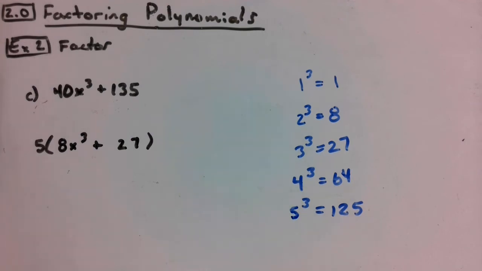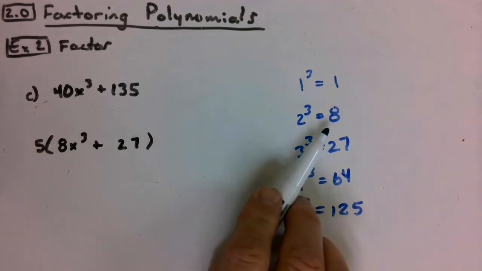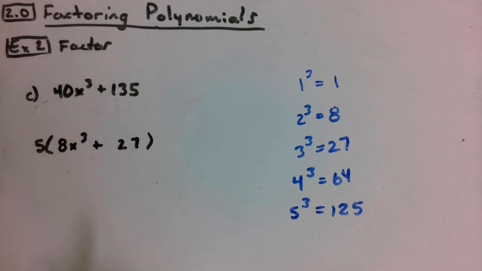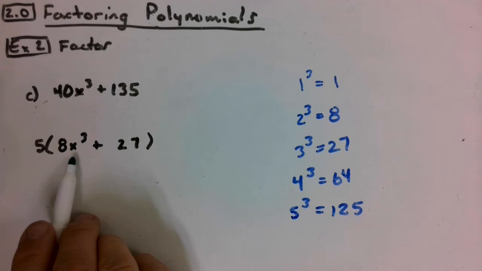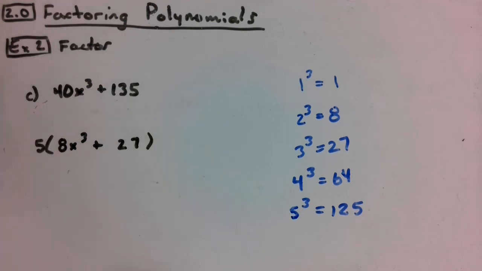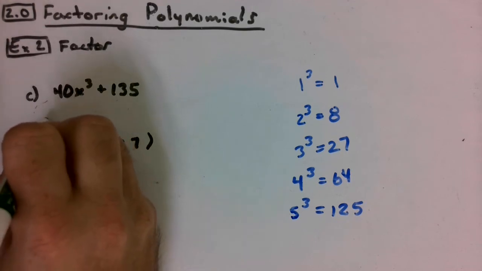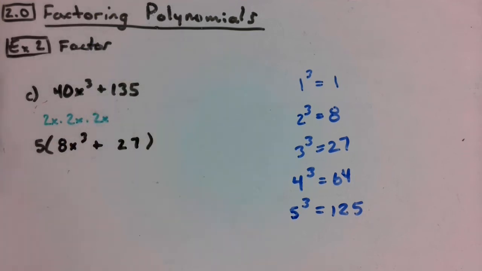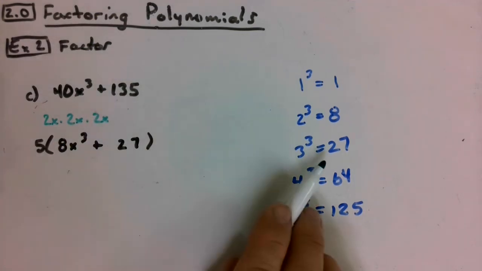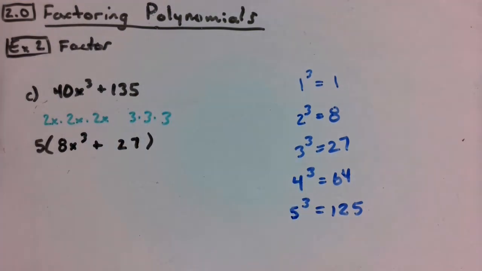And then I will go through and do what we did in letters A and B. I have an 8x cubed here. I know that's a perfect cube because 8 is a perfect cube and x cubed is also a perfect cube. 8 is 2 times 2 times 2, and x cubed is x times x times x. So if I look at three things that are exactly the same that multiply together to give me an 8x cubed, that would be a 2x times another 2x times another 2x. So write those up above the 8x cubed. 27 is 3 to the third power, so up above the 27, I'm going to write down 3 times 3 times 3.